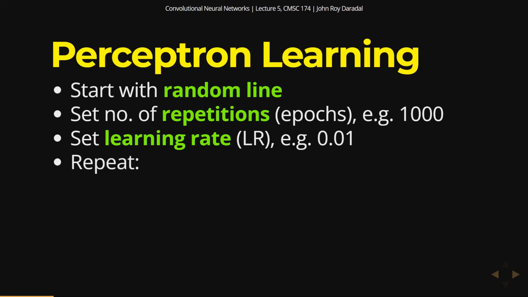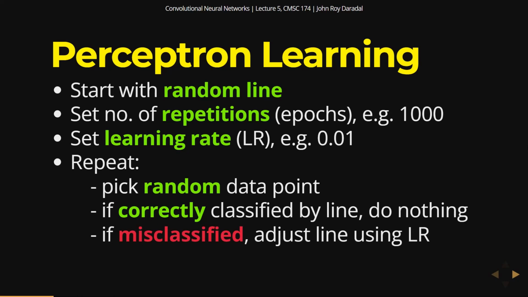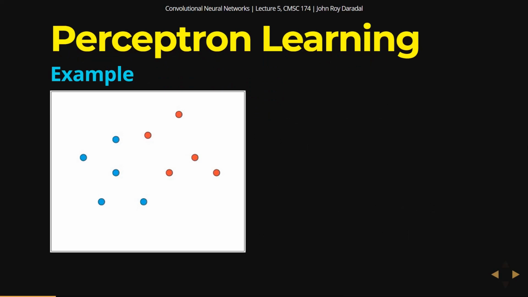Okay, and then we'll repeat the following. We'll pick a random data point, and if it's already correctly classified by the line, then we won't do anything because the line correctly classifies it anyway. But if it's misclassified, then we will adjust the line using the learning rate towards the data point that was misclassified. Okay, so let's see an example of that.